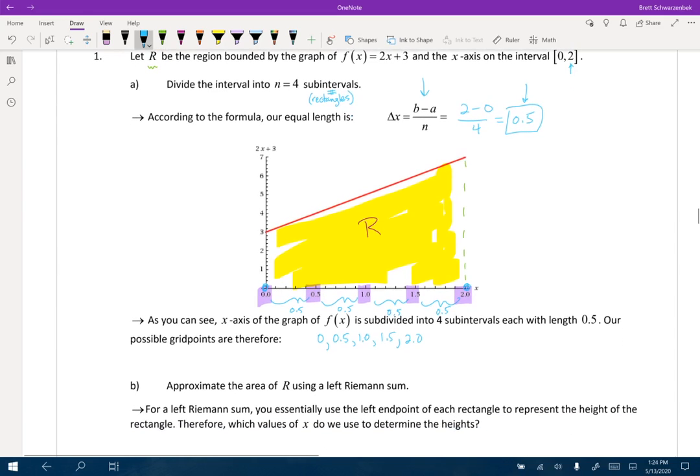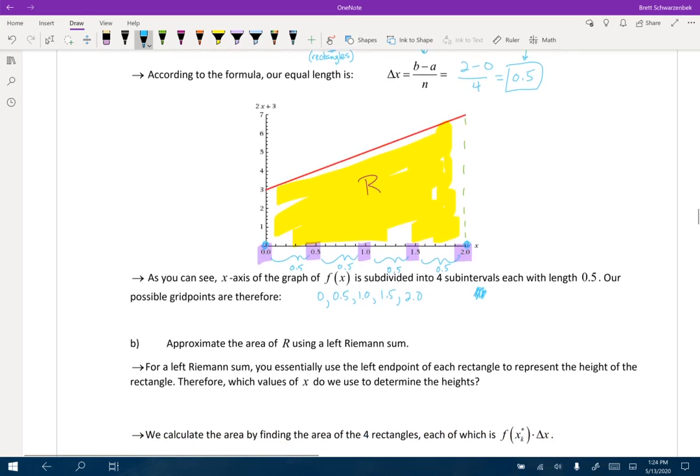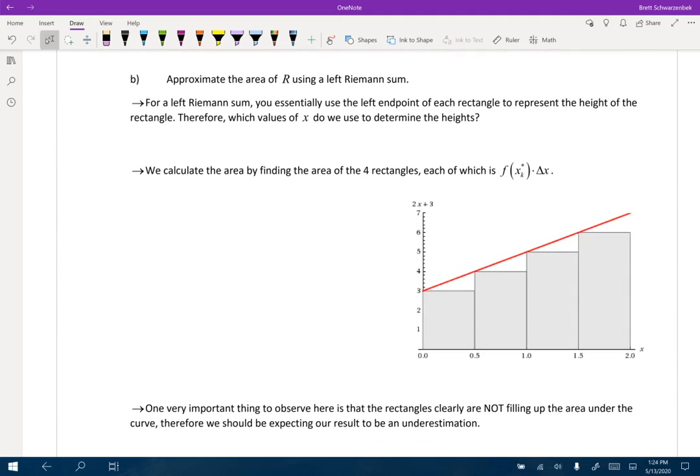Note that there will always be one more grid point than subinterval. Well, whenever you do left and right Riemann sums at least, so we don't want to say always. But for these scenarios, there is going to be one more grid point than the number of intervals that you compute. Now, what if we want to approximate the area using a left Riemann sum?